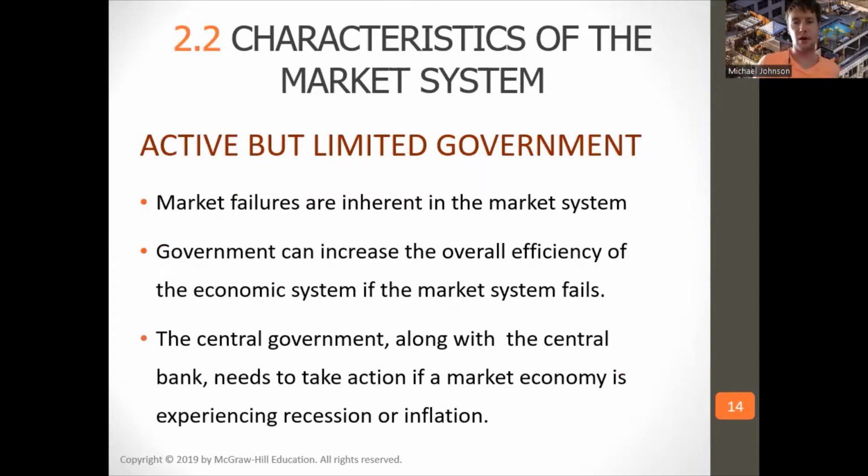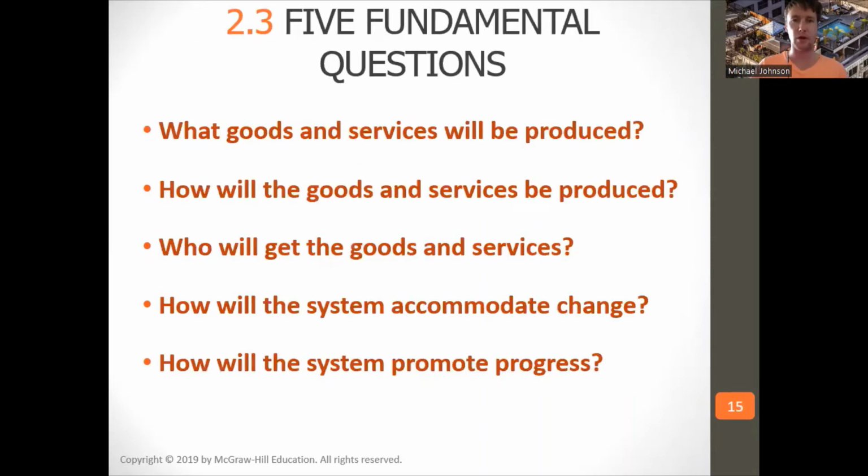So market failures are, by definition, when we produce too little compared to the efficient amount, or too much compared to efficiency. So we don't want to produce too little or too much. We want to be where it's efficient. So that's what we want.